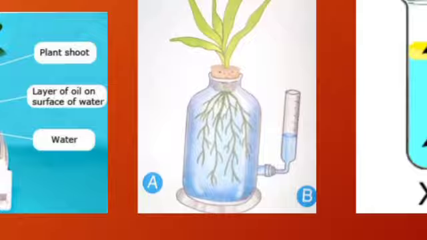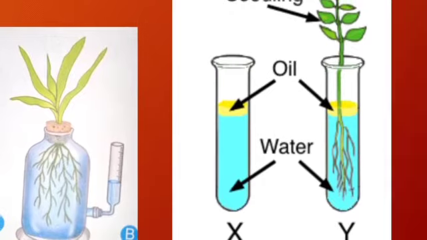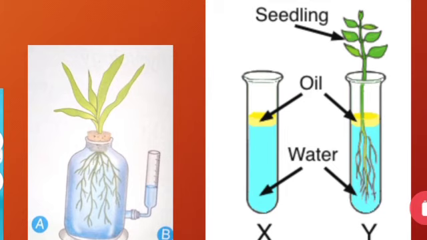Okay, now in the next experiment we have taken two test tubes, test tube X and test tube Y. In the first test tube, we have not taken any twig, only a test tube with water, and on the surface of the water we have taken oil. Okay, now why is oil taken? Oil is taken to prevent the evaporation of water from the surface of it. Now in the second experiment we have inserted one twig inside the water.